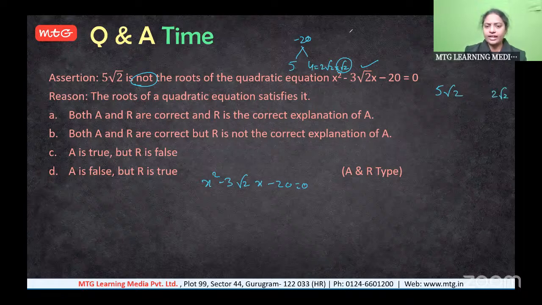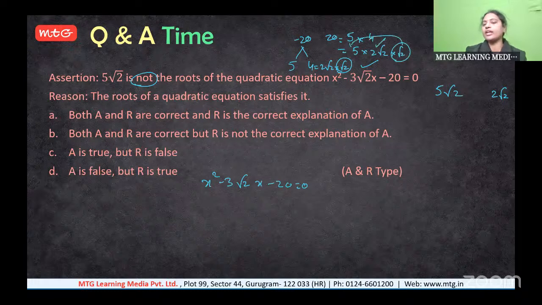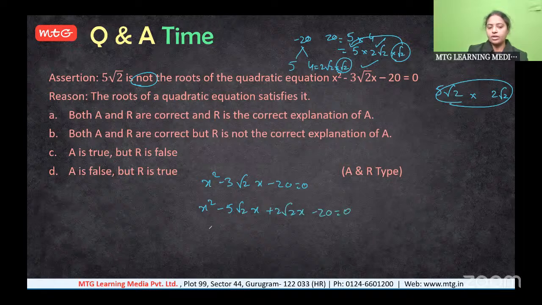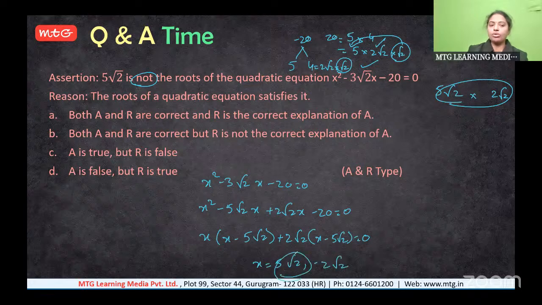All these are nothing but factorization. I have 20. I'm making it as 5 into 4. Instead, I'm making it as 5 into root 2 into 2 root 2. Now whether this root 2 pairs up with this or with that, what difference does it make? Because everything is in product form. Now 5 root 2 into 2 root 2 is again 20. But I need minus 20. So what will I do? x square minus 5 root 2x plus 2 root 2x minus 20 equals to 0. So x into x minus 5 root 2, plus 2 root 2 if I take common, the other factor is x minus. So I have x equals 5 root 2 as one factor, minus 2 root 2 as the other factor. But they said 5 root 2 is not a factor.